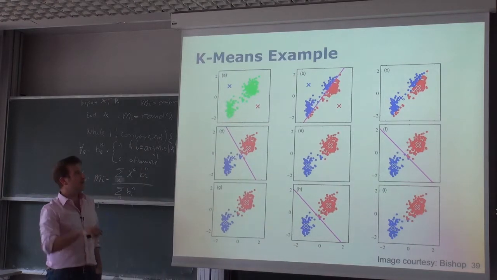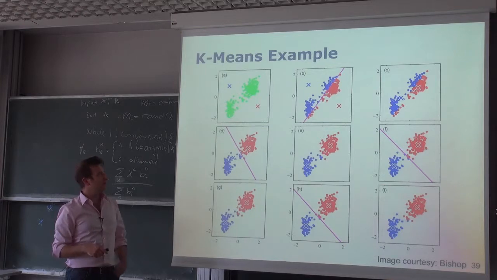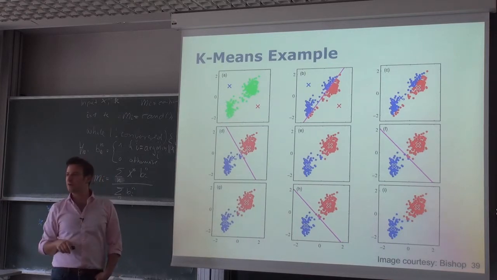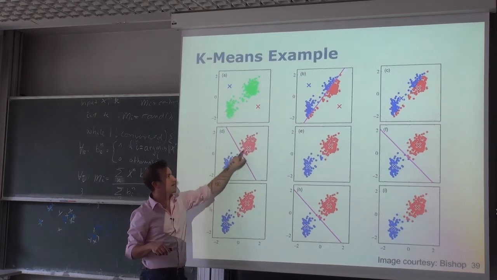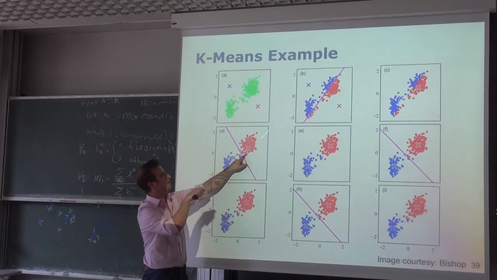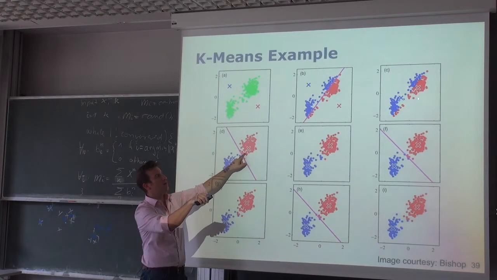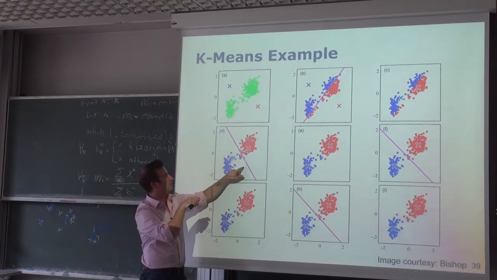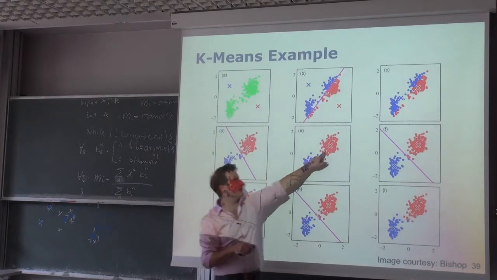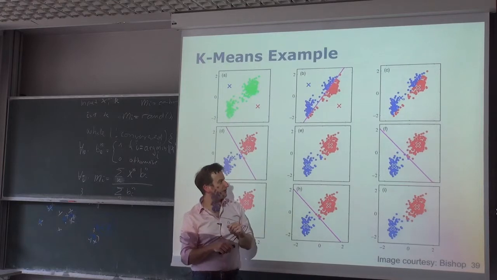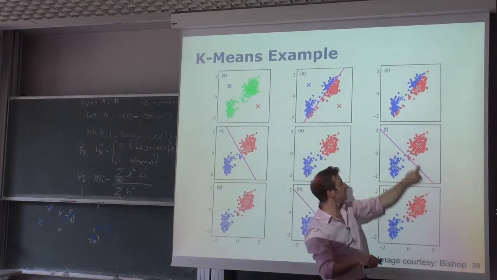Okay, now simply do that again. Do again the assignment, which points are now closer to the red one, which are closer to the blue one. So this is my new separating line. Again, between those two images, only the color assignment has changed, no position has changed, because it's just reassigning the index variables. And then I get a new assignment, and then I recompute the mean. So the blue one moves more down in this cluster, and the red one moves more in the direction of this cluster. Then I get another separating line.